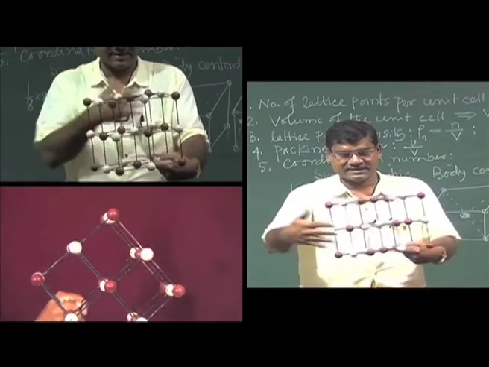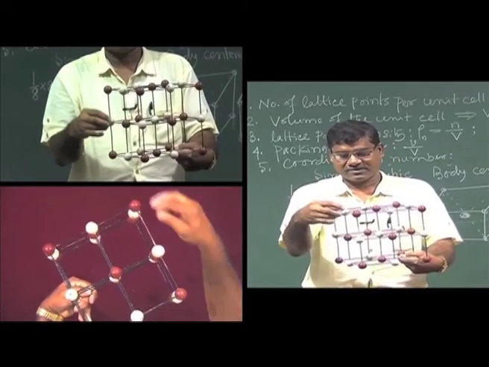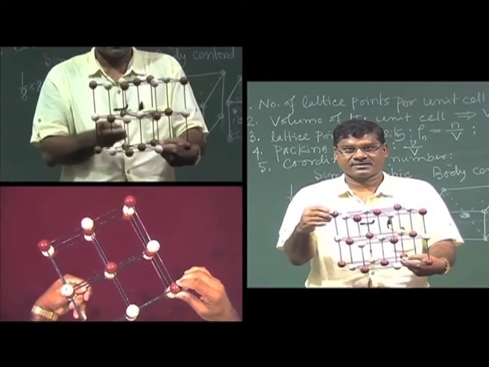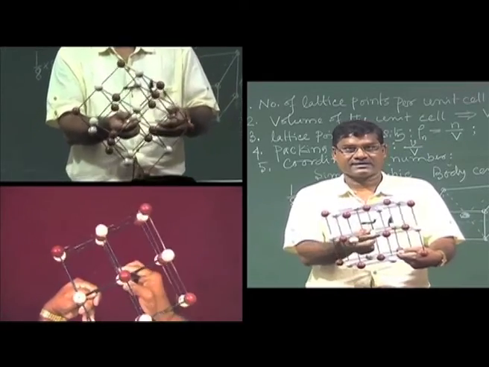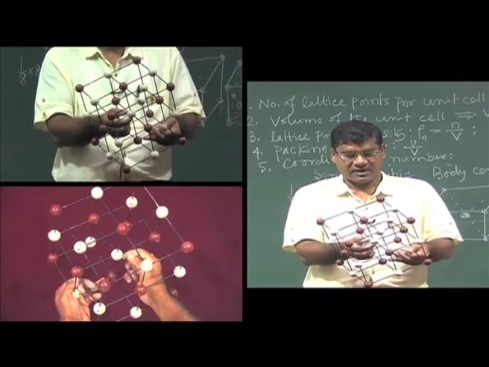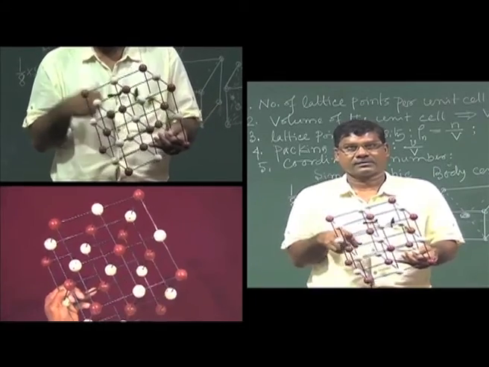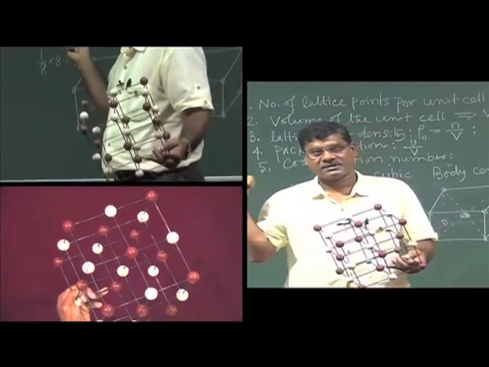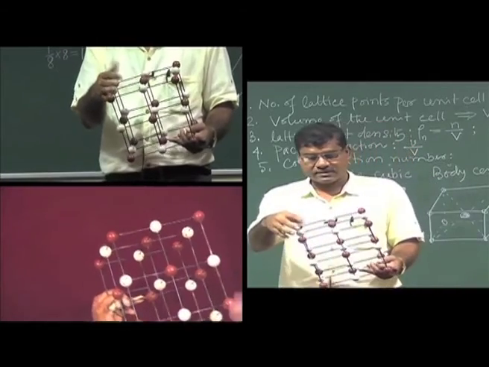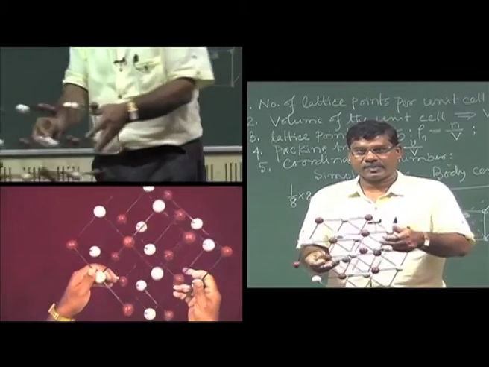Similarly, if you extend this, you will find that each corner point will attach with 8 unit cells. So, it is obvious that it will have 1/8 contribution to each unit cell. Thus, that is what I have written, 1/8 into 8 corners. So, it is effectively 1 lattice point per unit cell.